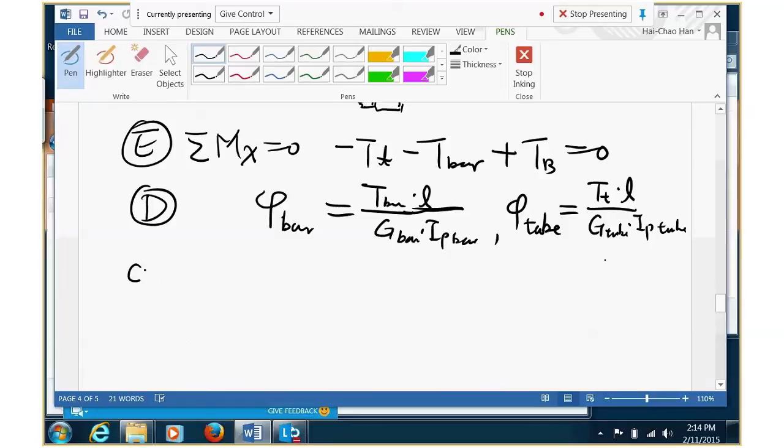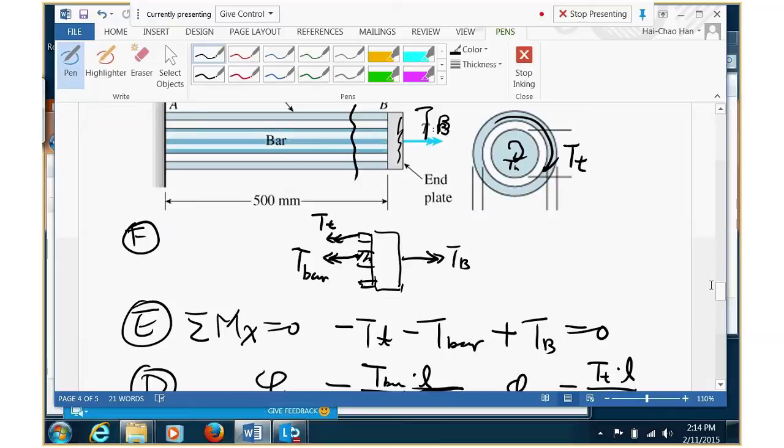We have to use the compatibility. Now what's the compatibility? Look at this thing. How does it deform? How are the phi 1 and phi 2, or the phi tube and the phi bar, related without breaking apart the system? When you twist this end, the end plate will rotate. When the end plate rotates 1 degree, how much does the bar rotate? 1 degree. How much does the tube rotate? 1 degree. Otherwise, they will break apart.